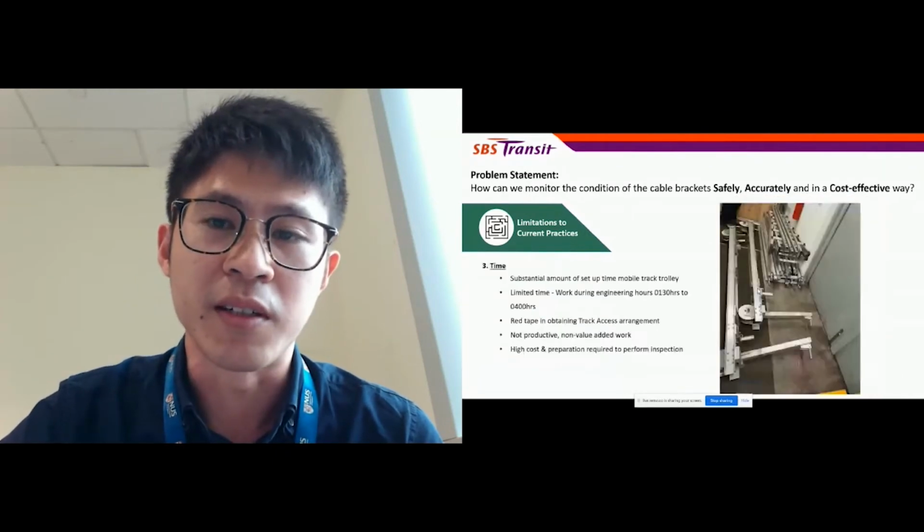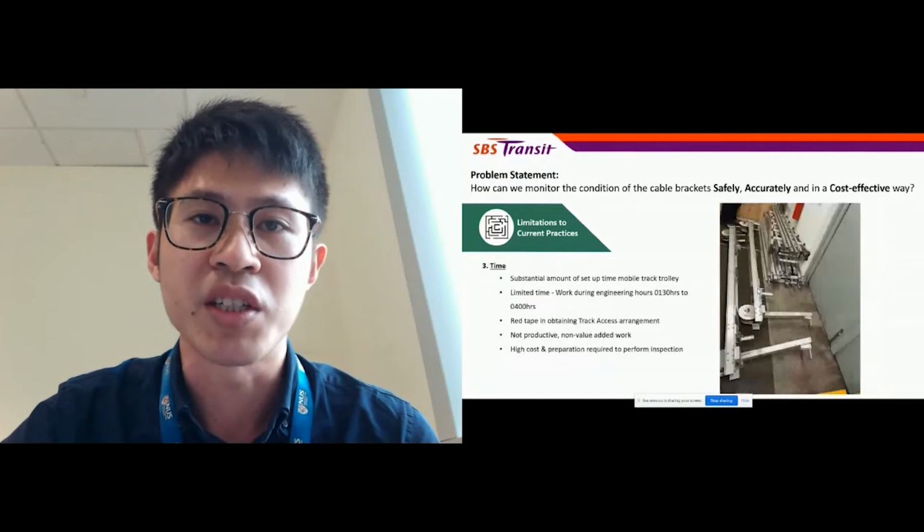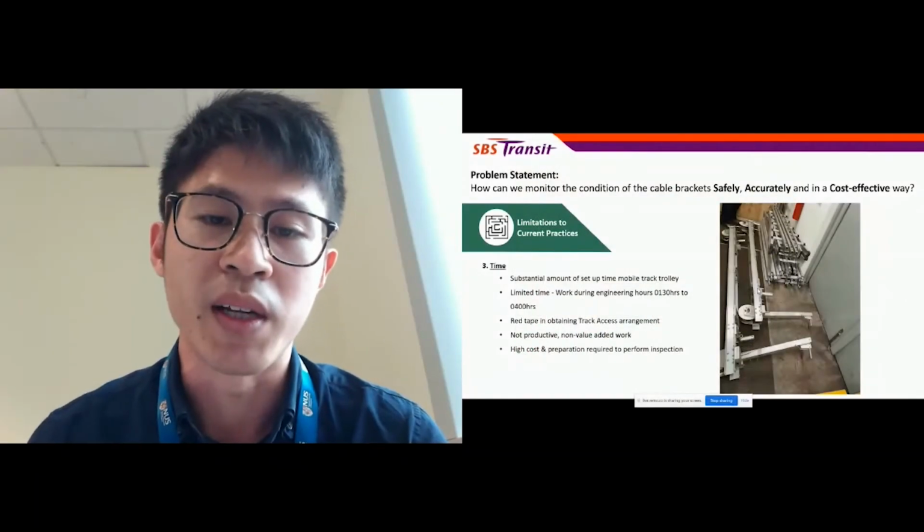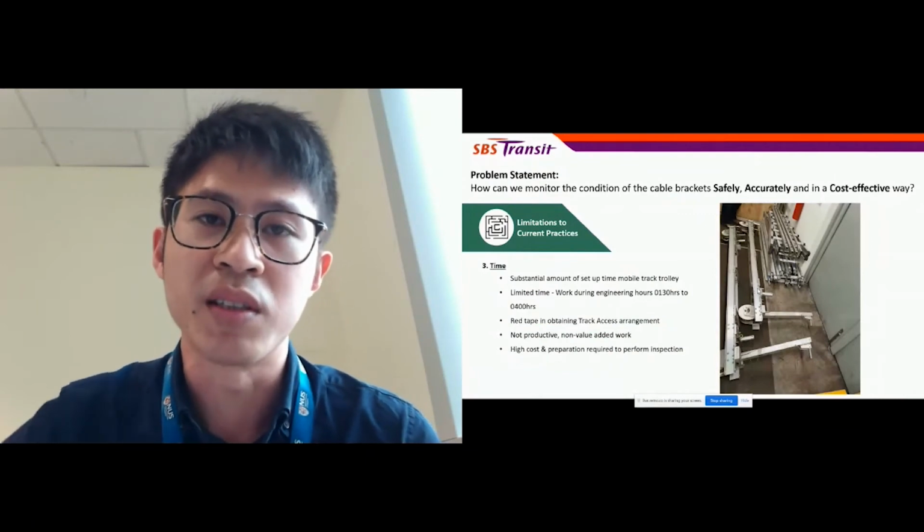And of course, the third thing for us, our limitation, is due to time. Because for us, we'll need to prepare to set up these trolleys, which we need to transport to different stations and such. And also, we have these engineering hours, which is the time that we do maintenance work during the night. And we only allocate roughly about 3 or 4 hours, depending on whether we are allowed to go down to the track earlier based on the traffic condition.